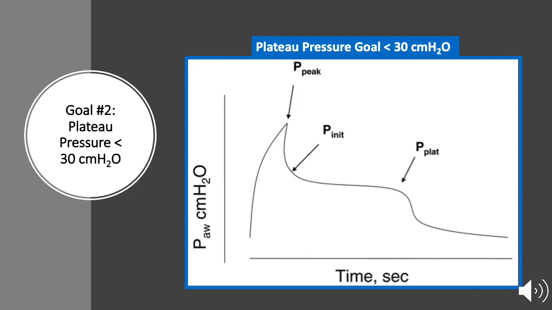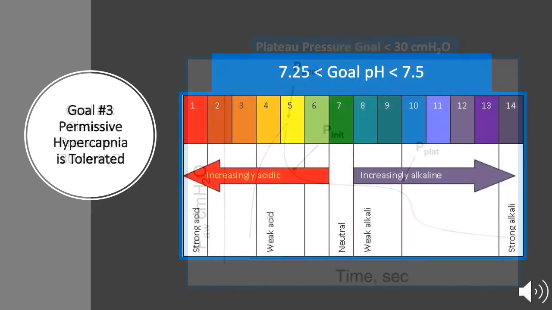Another key parameter goal during the ARDS network trial was keeping the plateau pressure less than 30 centimeters of water. Plateau pressure is usually less than peak inspiratory pressure and is usually more difficult to measure if the patient is breathing spontaneously. Plateau pressure is measured using an inspiratory hold feature on the mechanical ventilator. Keeping alveolar pressures low is thought to decrease barotrauma and further lung injury.